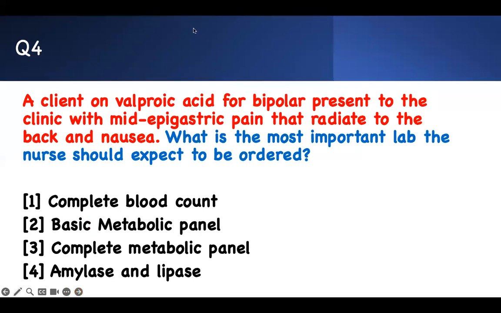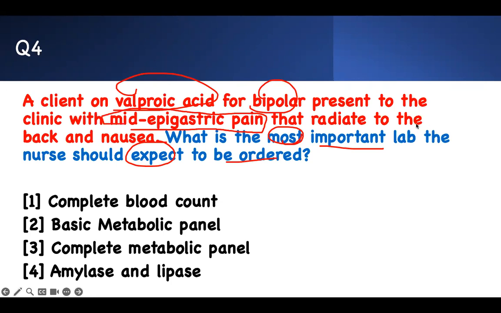Number 4. What is the most important priority lab the nurse should expect to be ordered? What is the problem? A client on valproic acid for bipolar presents to the clinic with mid-epigastric pain, buzzword, that radiates to the back, and nausea. What is the most important lab the nurse should expect to be ordered?